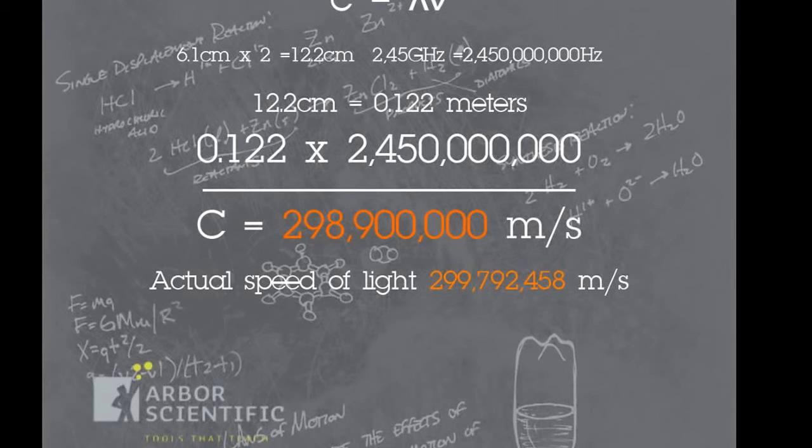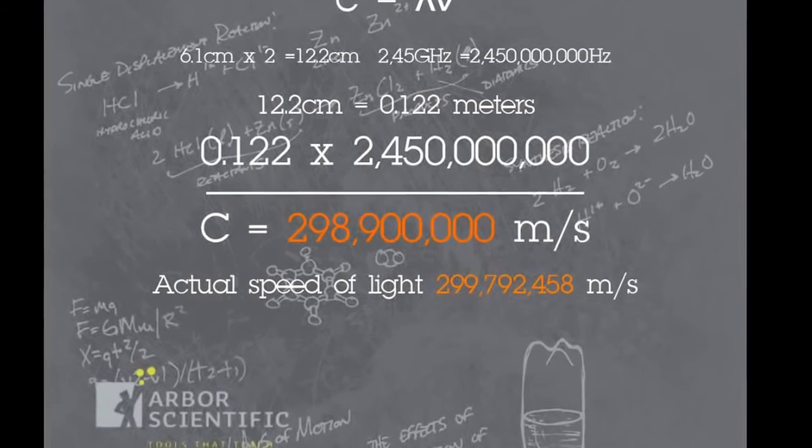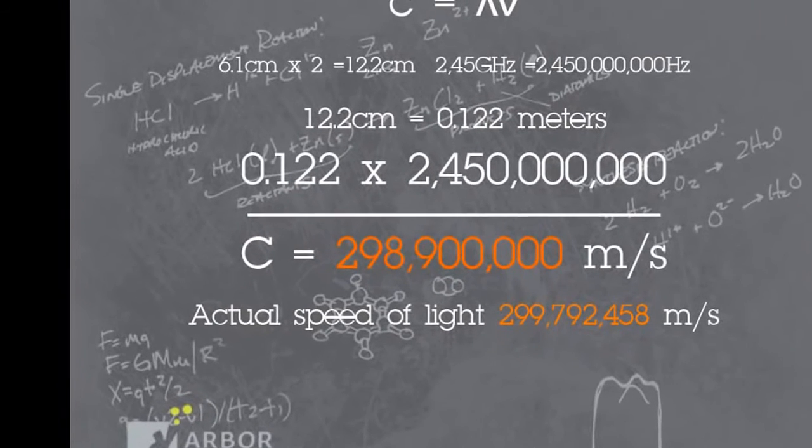The actual speed of light is 299,792,458 meters per second. So it's not exact, but this is very close for doing this experiment with a home appliance right in your classroom, and it's a great way to demonstrate the speed of light with everyday things.